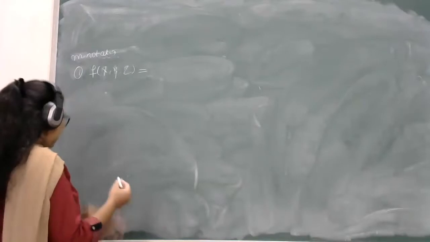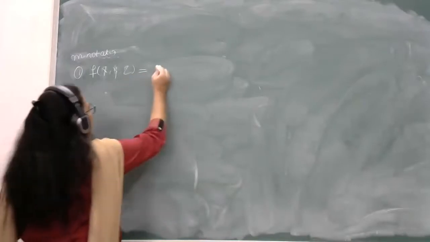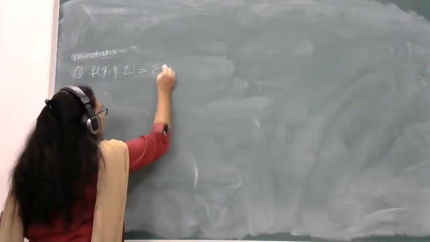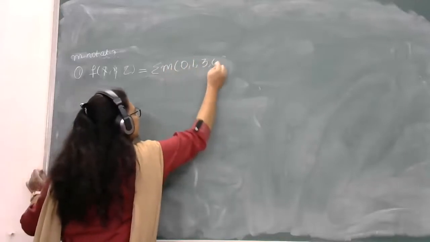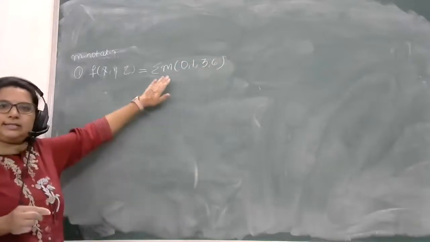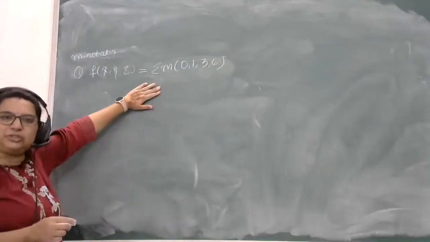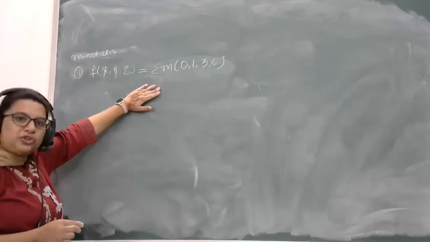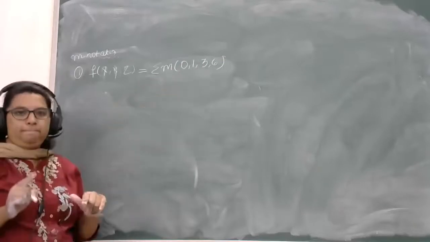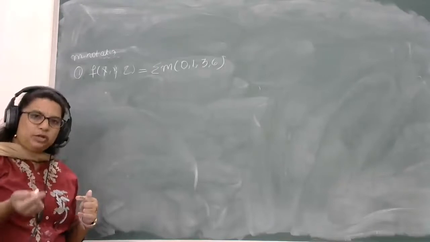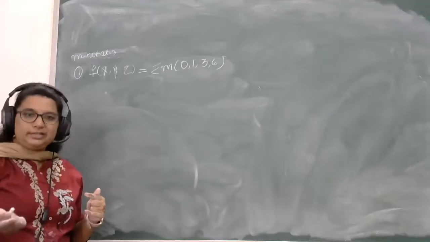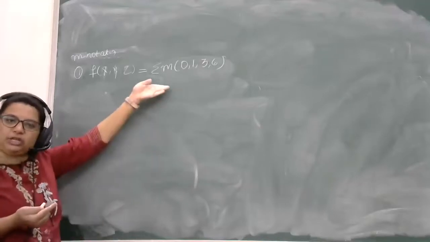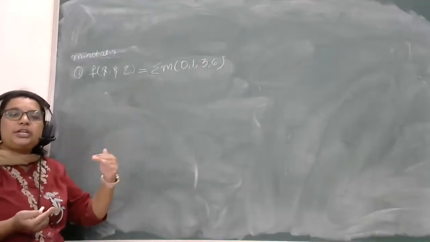Let us consider that I am representing the given expression f of x, y, z with sigma m 0, 1, 3, 6. Let us consider this is the m notation that has been given to you. Now, what is the question? Convert it into big M notation, or convert it into its conjunctive canonical form. This is a disjunctive canonical form; convert it into a conjunctive canonical form.